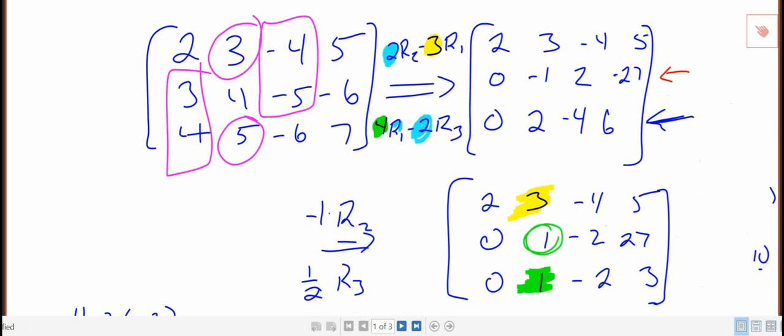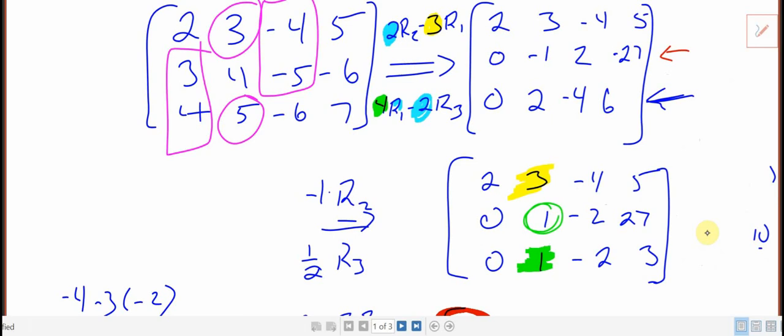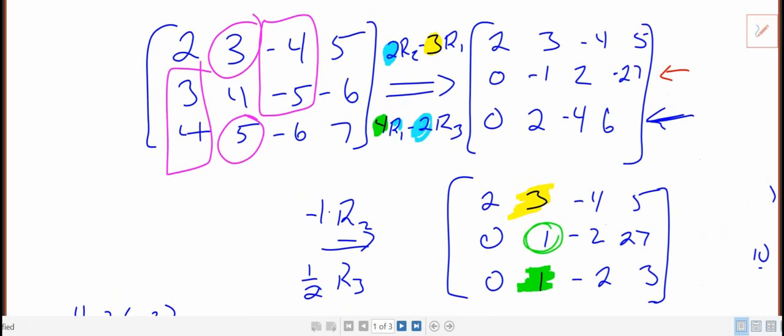Then, once you have those zeros, go through and divide by whatever that leading entry is to get your ones. And that strategy will always work for you. It might not always be the most efficient, but it is a strategy that will work 100% of the time.